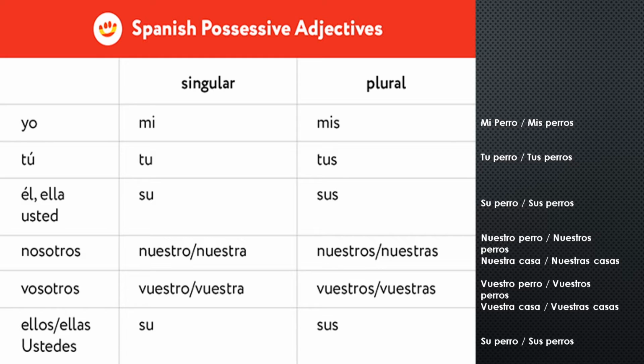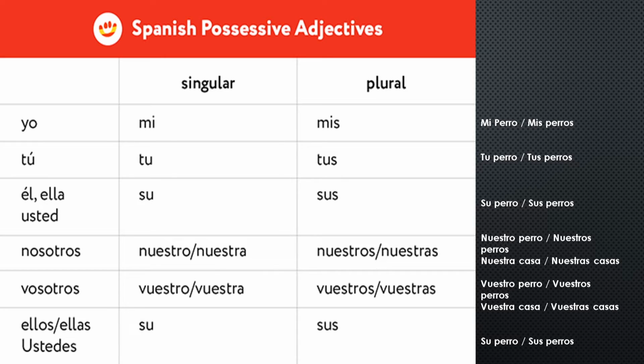Then we would have nosotros, which means we, and we would have nuestro or nuestra. So here we have feminine and masculine as well. For example, you would say nuestro perro, our dog, or nuestra casa, our house, depending on if the noun is masculine or feminine, and the plural, nuestros or nuestras. Then we would have vosotros, the you guys person. We would have the exact same concept here, masculine and feminine. So we would have vuestro for your and vuestra for your for something feminine. For example, vuestro perro, your dog, or vuestra casa, your house.